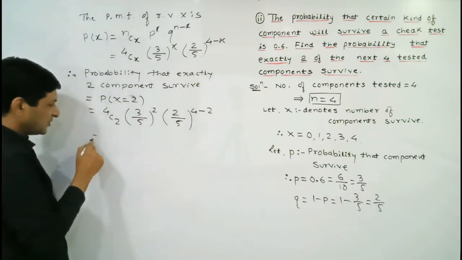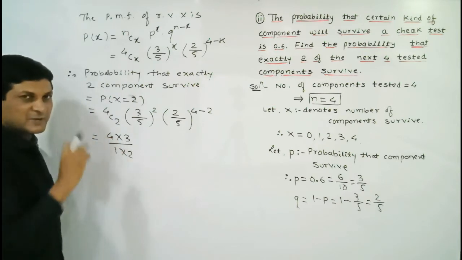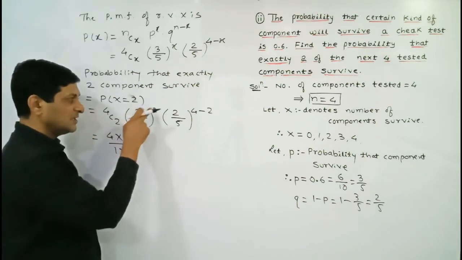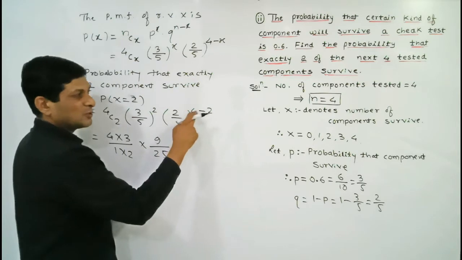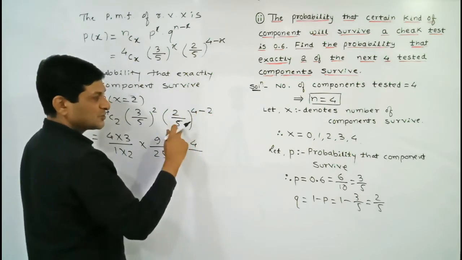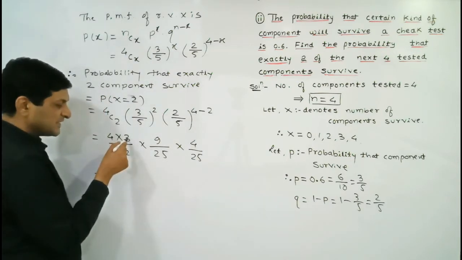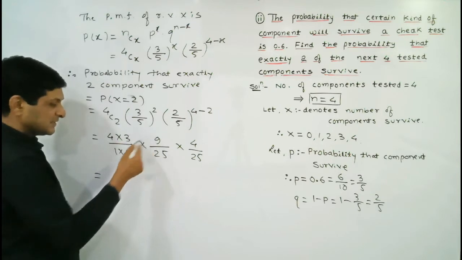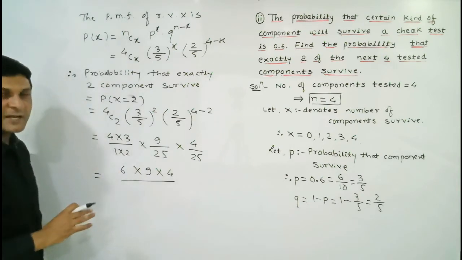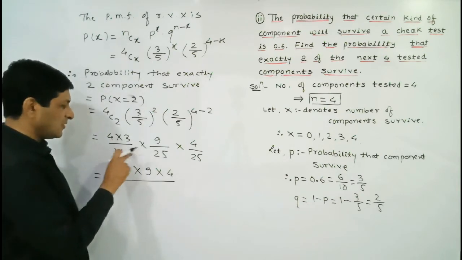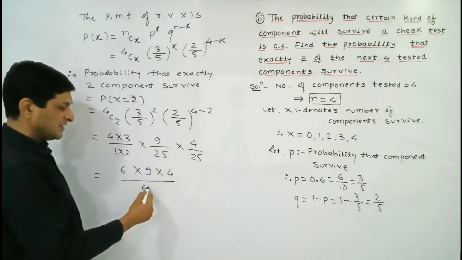So 4C2 can be written as 4 into 3 divided by 1 into 2. We have got this result by applying the formula of combination. Here the square of 3 is 9, and in the denominator the square of 5 is 25. Here 4 minus 2 is 2, and the square of 2 is 4, and the square of 5 is 25. The remaining part is just to simplify it. Here 4 into 3 is 12, 12 upon 2 is 6, and 6 into 9 into 4. These are the terms we are getting in the numerator, and in the denominator, 25 into 25 will be equal to 625.